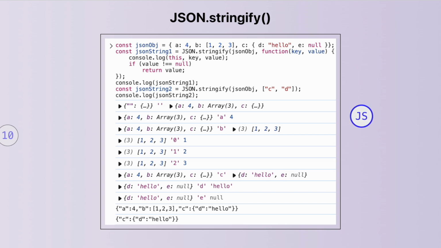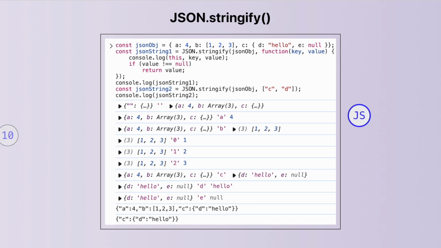Here, an object is stringified using the JSON.stringify method. A replacer function is also passed, which does not return a value when the value is null. So jsonObject.c.e is not included in the output. JSON string 2 is created by passing the JSON object and the replacer array, and only those keys are included in the output. Can you tell me how the replacer function is invoked?